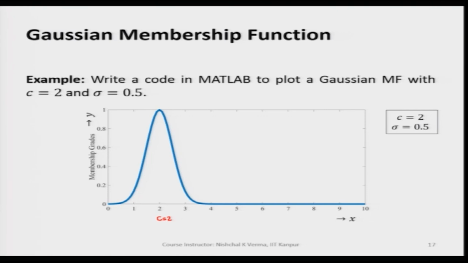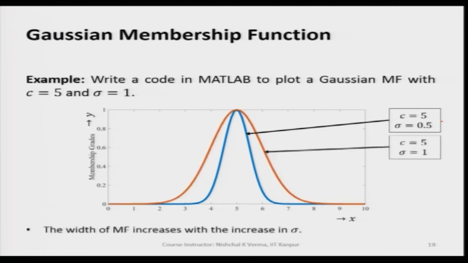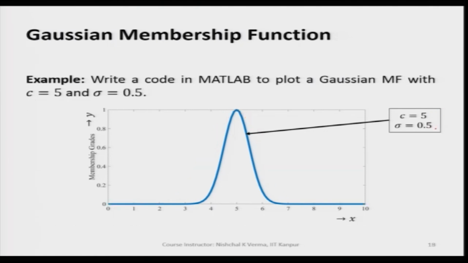Now, if we change these values, we will get different Gaussian membership functions. If we take c equal to 5 and sigma equal to 0.5, we get this Gaussian membership function generated. See, the center has changed. Now the center is at c equal to 5, and the standard deviation remains 0.5.